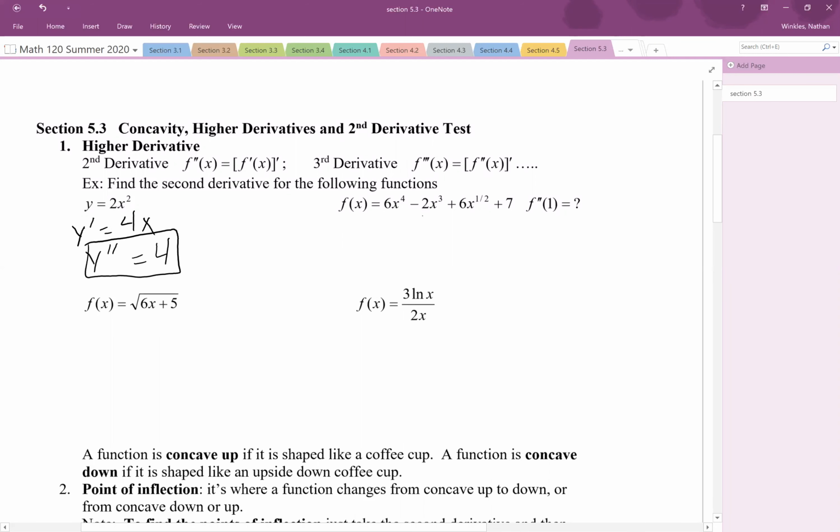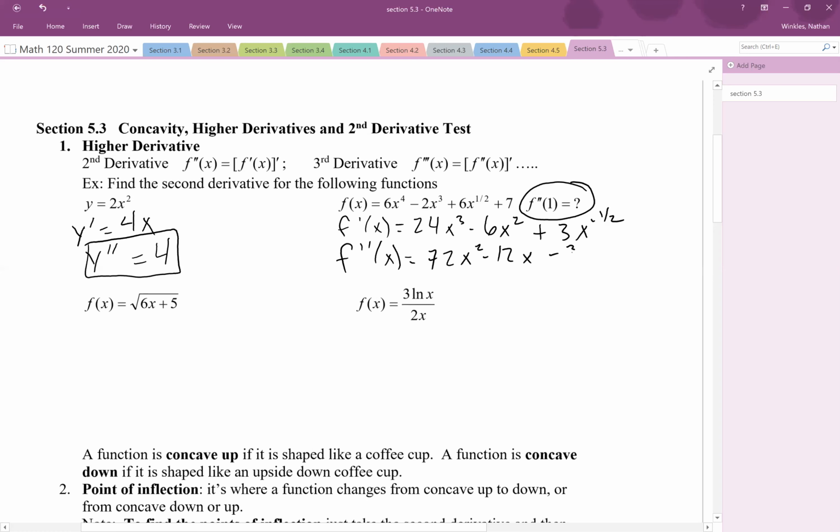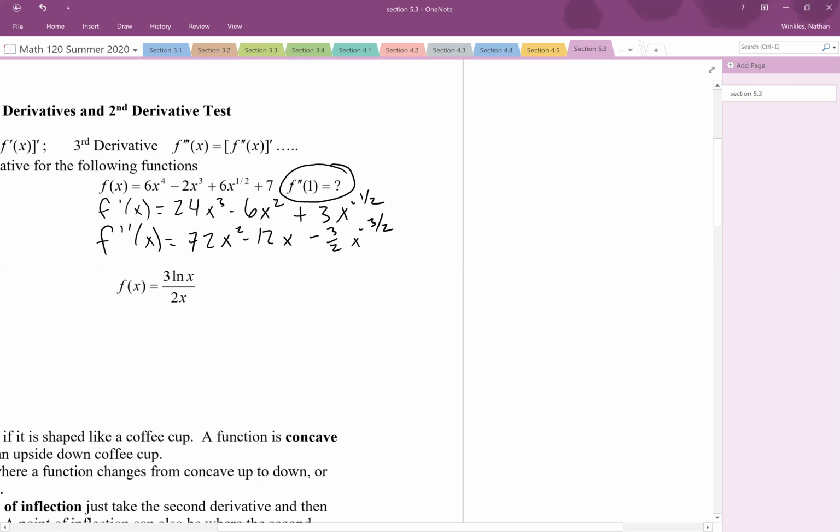For this one, it says find the second derivative, and then what is f double prime of 1? We're going to leave that piece to the end. So f prime of x is 24x cubed minus 6x squared plus 3x to the negative 1/2. f double prime of x is 24 times 3 is 72x squared minus 12x minus 3 over 2 x to the negative 3/2. Well then, we've done everything. Now we're going to come up here and worry about this f double prime of 1.